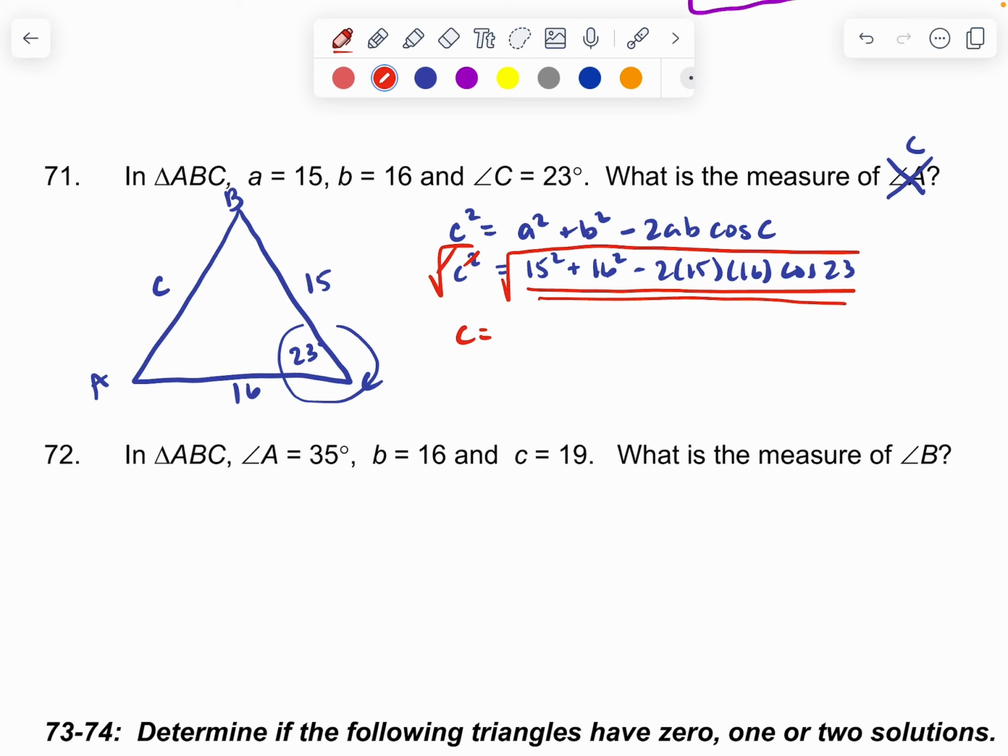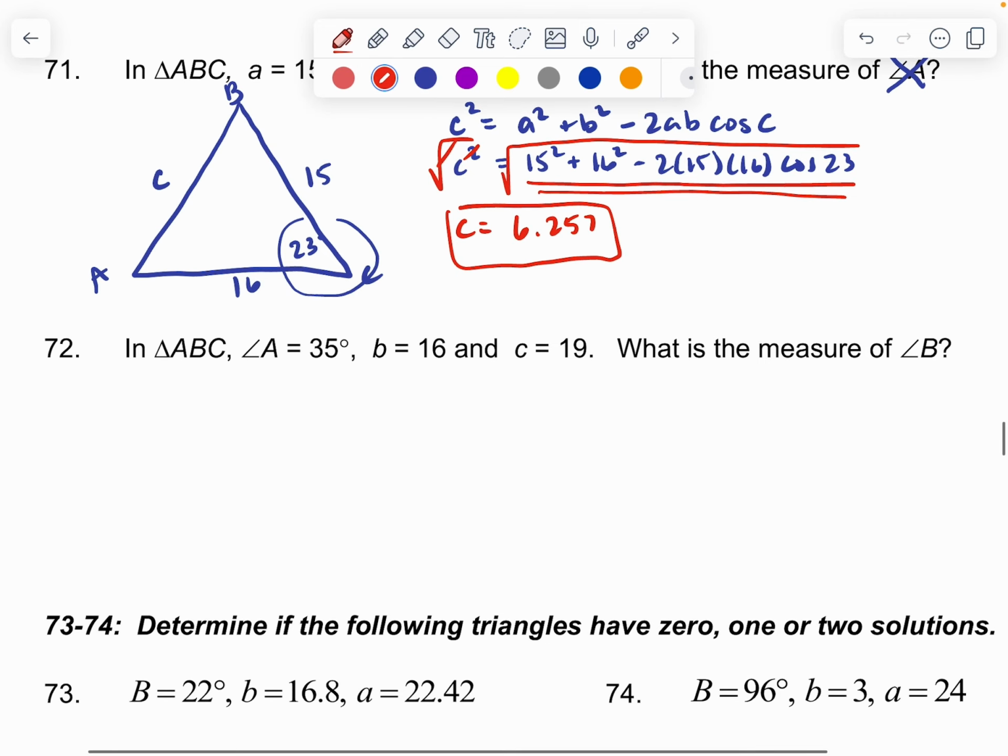So this is 15 squared plus 16 squared, and then minus 2 times 15 times 16 times the cosine of 23. And I got that C is approximately 2, oh, nope, not 2. Let's try that again. It's approximately 6.257, something like that. Okay? All right, let's look at 72.